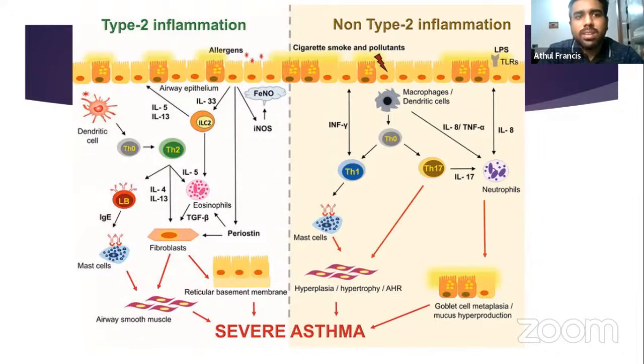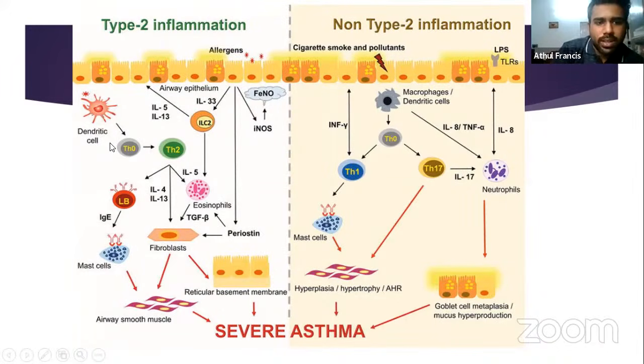If someone asks you, there's a type 2 inflammatory type and a non-type 2 inflammatory type. If it's a type 2 inflammation, it's called Th2 high. And if it's not type 2, it's called Th2 low inflammation. So in this type 2 inflammation, you have an allergen. It can be proteins, pollens, a dust mite, whatever it is, or a drug. This allergen acts on the airway epithelium, and there is a dendritic cell which presents it to the Th0 cells.